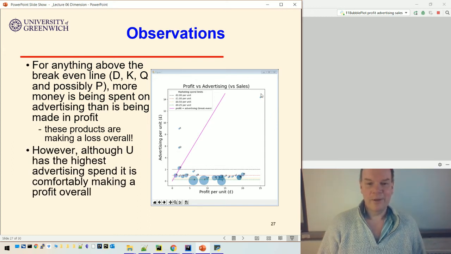However, U, although it has the highest advertising spend, also has the highest profit, so it's actually comfortably making a profit per unit sold. So this is what it's telling us. Perhaps we didn't really need a bubble chart to do this. Actually, the sales aren't particularly helpful in this case. We're just really looking at profit versus advertising. But that can be quite a useful tool to do a bit more analysis.